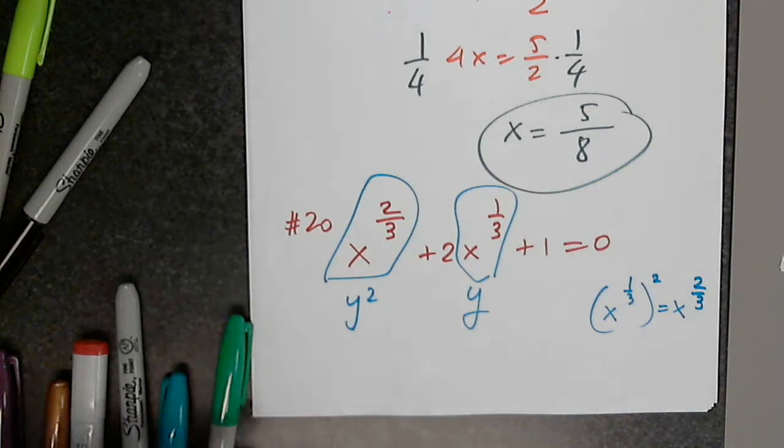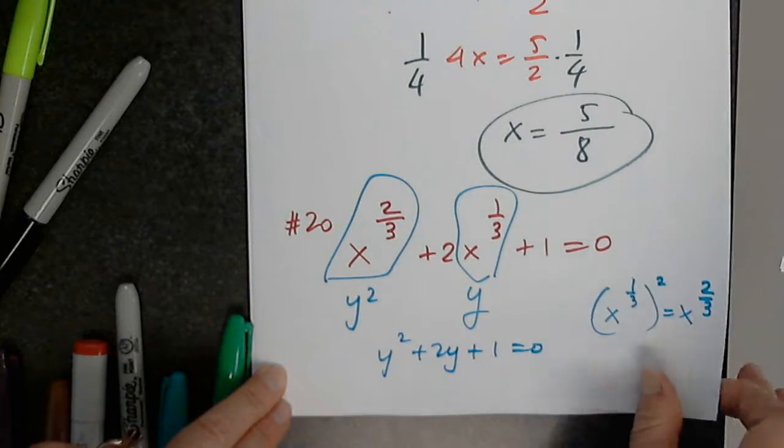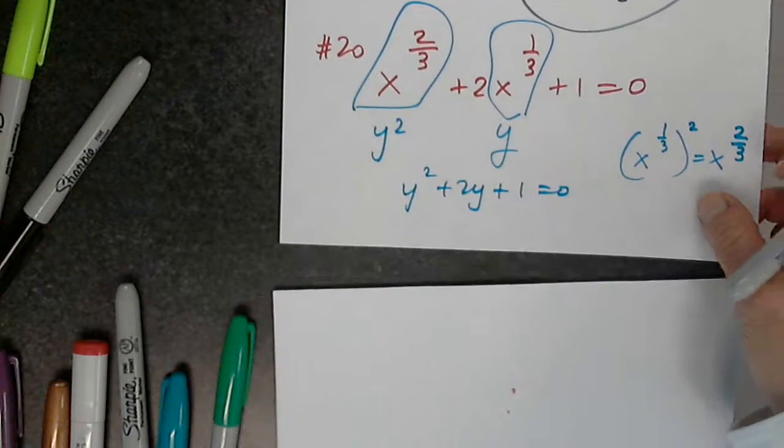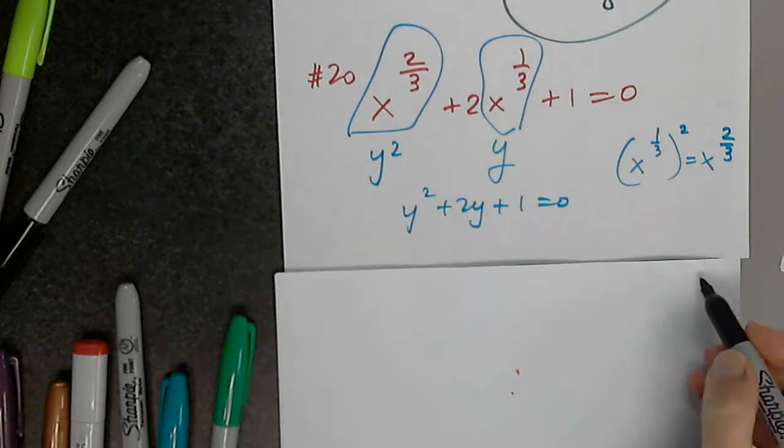So now the equation is y squared plus 2y plus 1 equals 0. And I know this is a trinomial. It's in descending order. No greatest common factor, no negative leading coefficient, no special product. Special product? I should have asked. Special product.